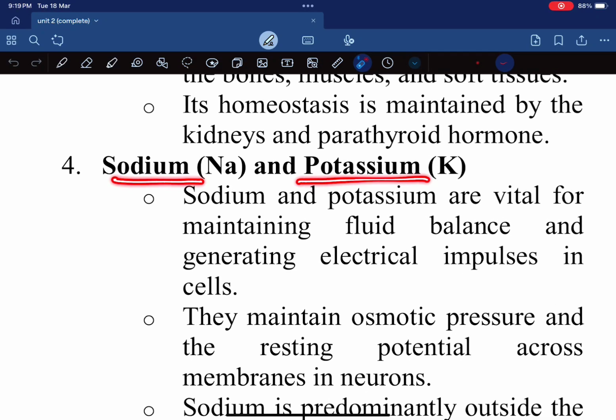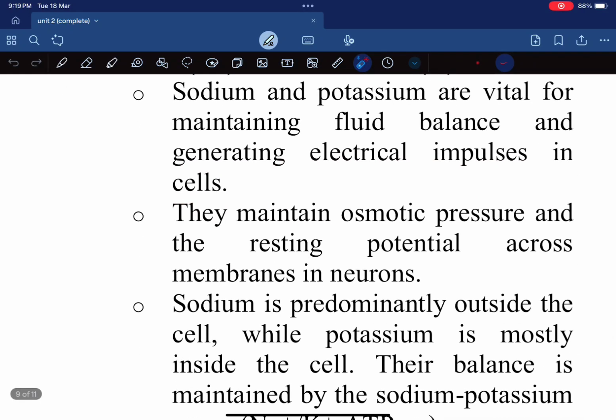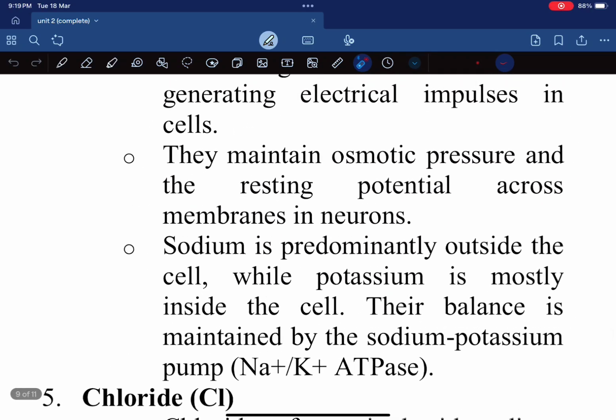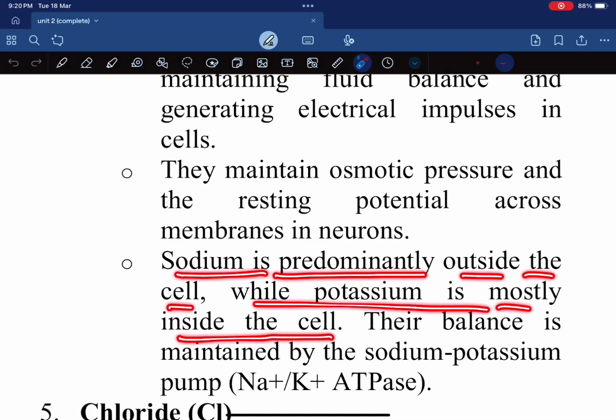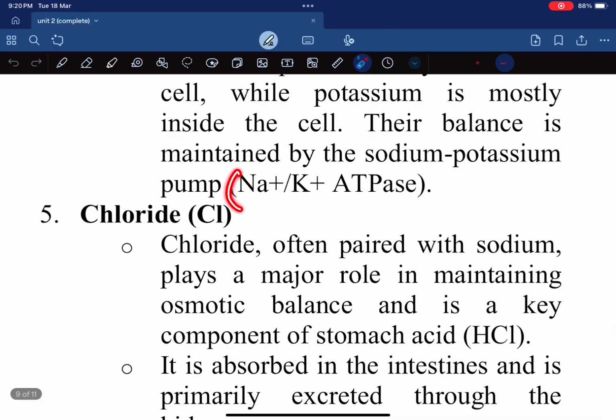Fourth, sodium and potassium. Sodium and potassium are vital for maintaining fluid balance and generating electrical impulses in cells. They maintain osmotic pressure and the resting potential across membranes in neurons. Sodium is predominantly outside the cells, while potassium is mostly inside the cells. Their balance is maintained by the sodium-potassium pump. It is also called sodium-potassium ATPase.